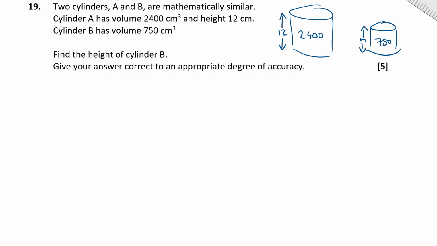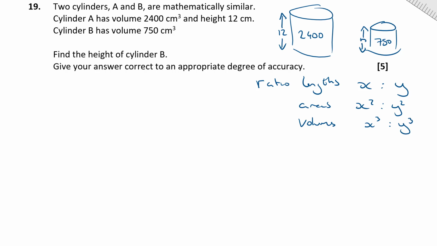Okay, now when you've got two mathematically similar shapes, then the ratio of their lengths and areas and volumes are all related, aren't they? So the ratio of their lengths, let's say it was x to y, then the ratio of their areas is going to be x squared to y squared, and the ratio of their volumes is going to be x cubed to y cubed.